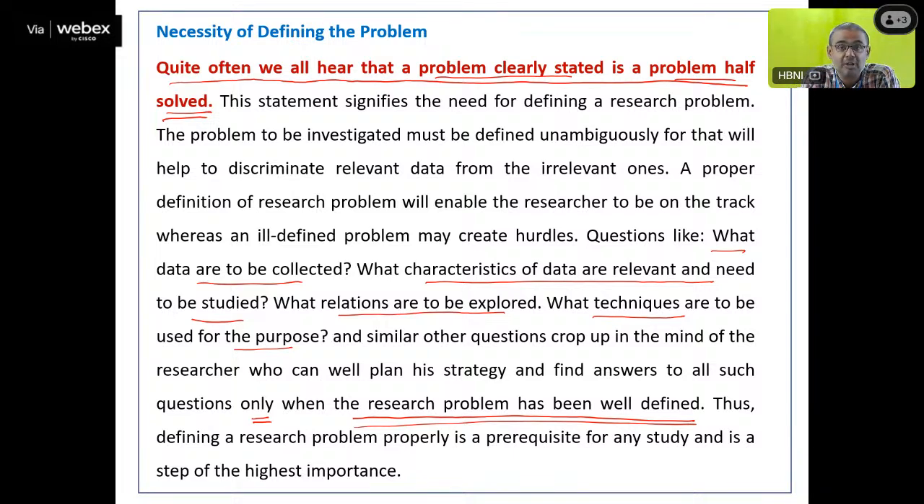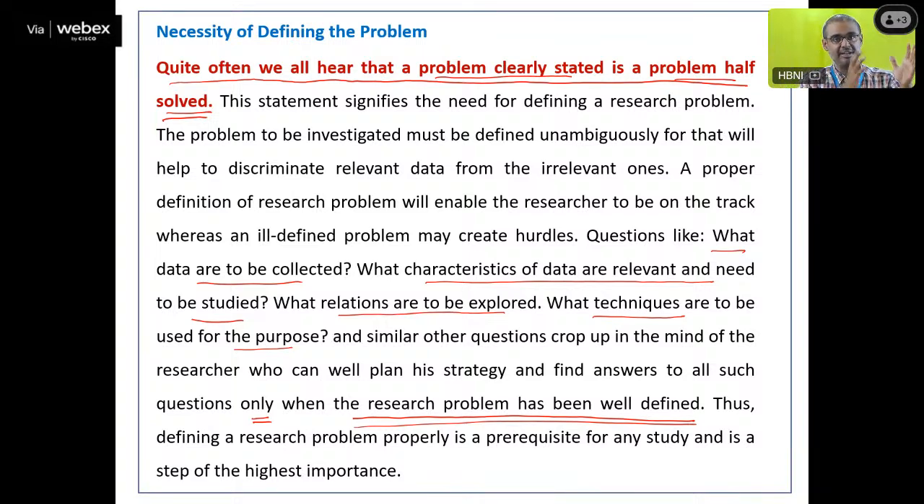And I'm sure all of you have well defined your research problem and you are excelling in your research areas now. I hope your work is going well, because you have clearly defined your problem, and there only half the job is done: you know what data to be collected, what data are relevant and which are irrelevant, because you have a multitude of techniques by which you can investigate.